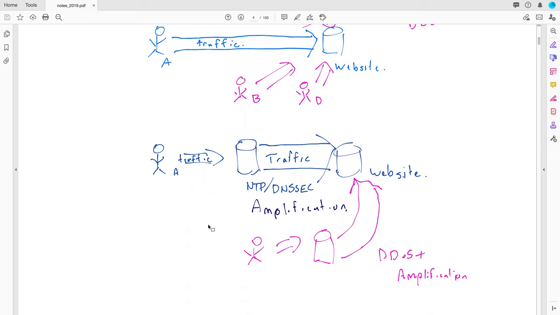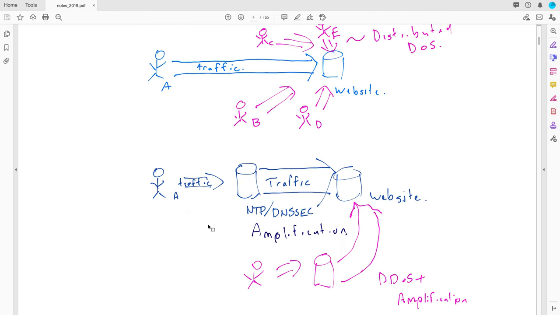DNSSEC is another protocol that runs over UDP. You can say, give me the domain name for this IP address. And because there's all these signatures involved, since DNSSEC is the secure version, you're getting this huge blob of data back. There's all these certificates and things like that. So your request is really small and you're getting something that could be 10 or 100 times bigger than the request back. So that's another aspect of it. Anyways, that was just for fun. I like to show different attacks when I can.